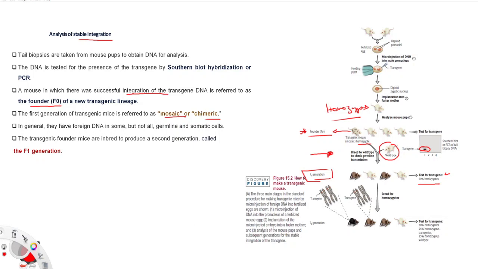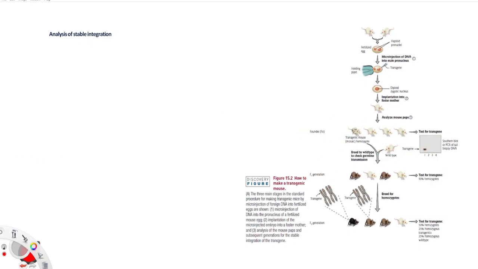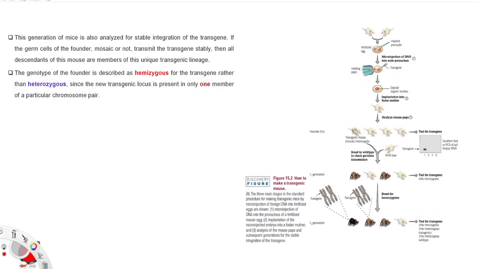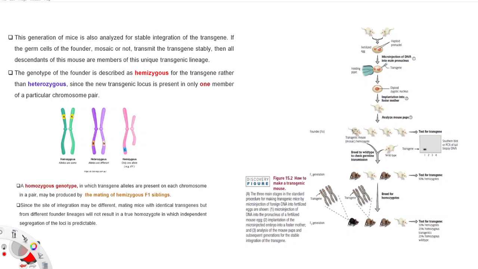Of course, I've been talking about hemizygous, homozygous for quite some time now. Maybe you're wondering, what is this hemizygous? What is this homozygous? Let's just look straight into it as we approach the final concept phase of this explanation. So the next generation is all this F1 generation. As I said, once you have them, you analyze them again for stable integration.